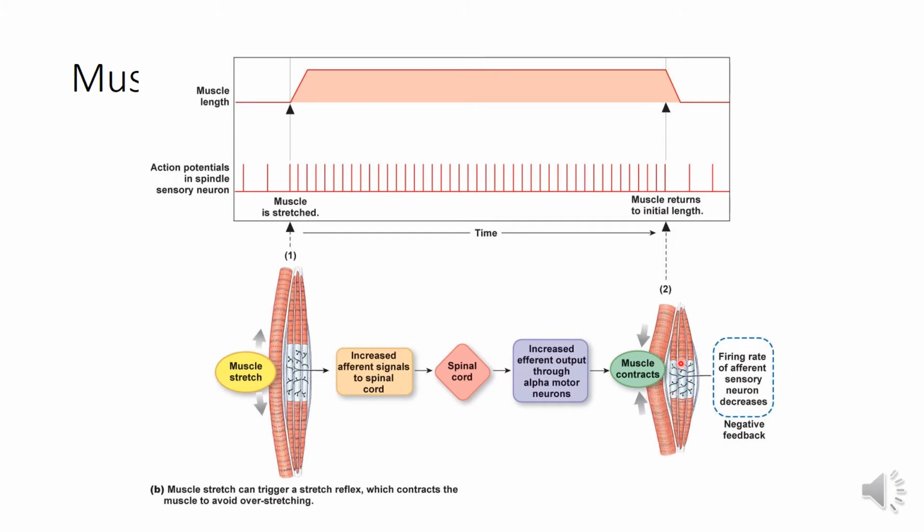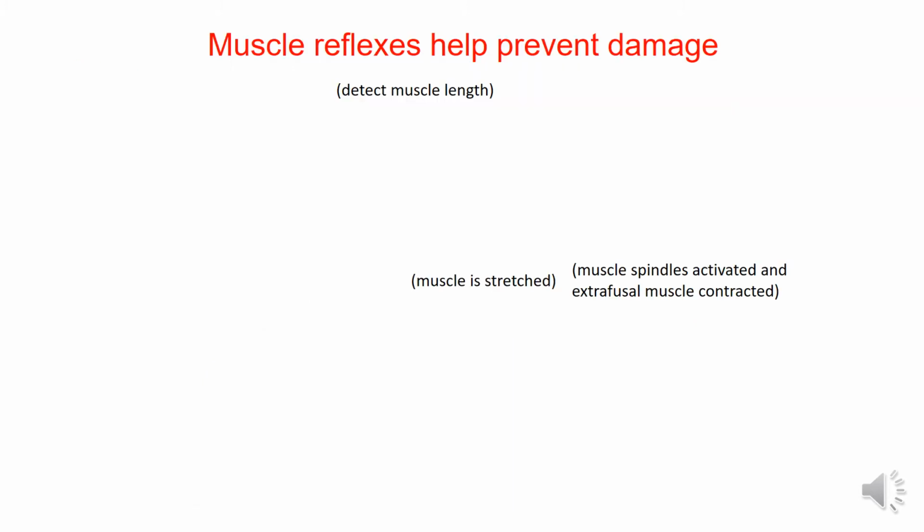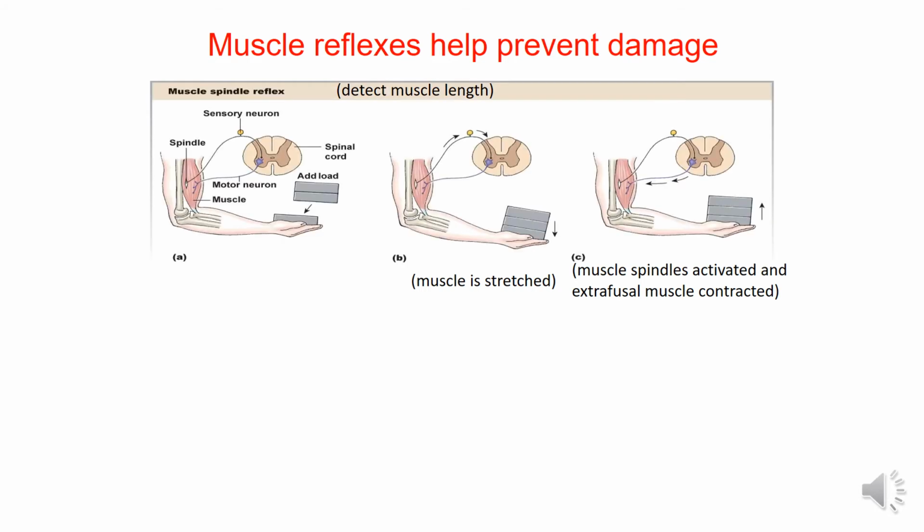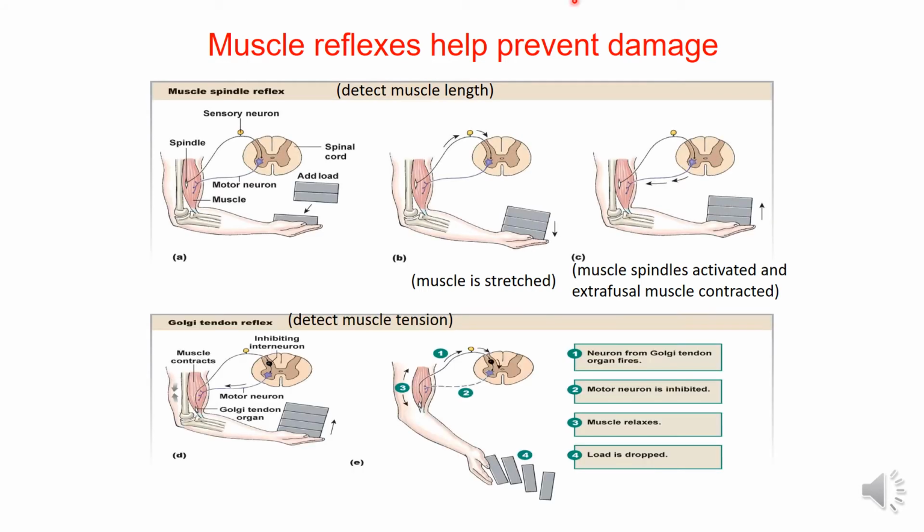When the muscle contracts, this will produce negative feedback on the stretch reflex. Muscle reflexes help to prevent inflammation. We have here the stretch reflex.